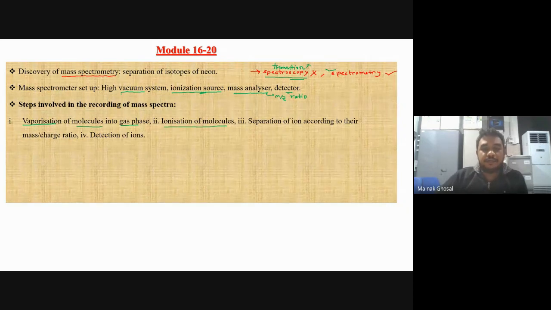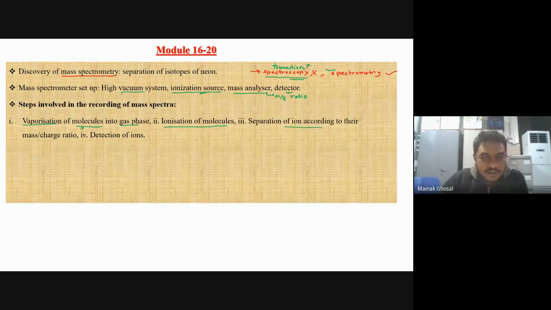Okay, so whenever you have your molecule in the gas phase, you ionize these molecules using high energy electrons. These high energy electrons will knock out some electron or add to some molecule. So this will give you some charged fragments. Then the separation of ions is done according to the mass by charge ratio. This is different for different fragments or different molecules, so the separation is done depending upon that.